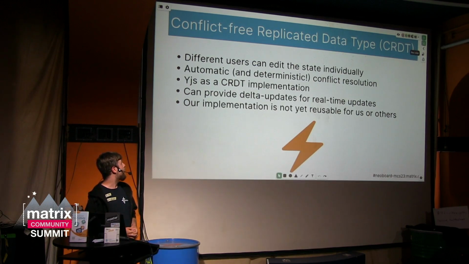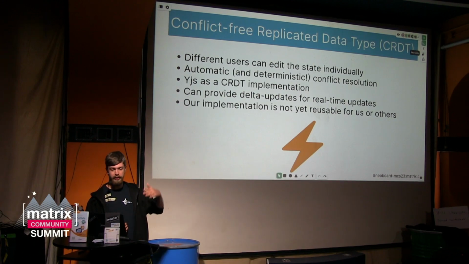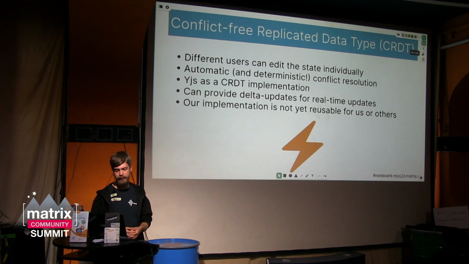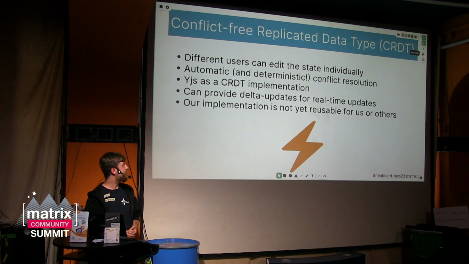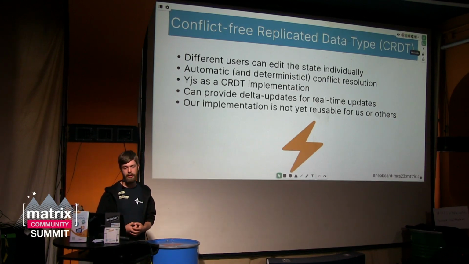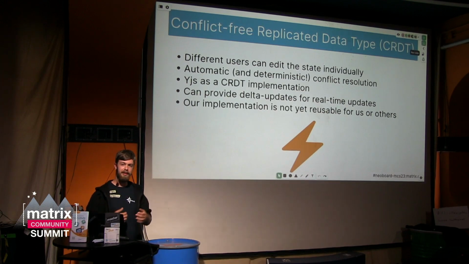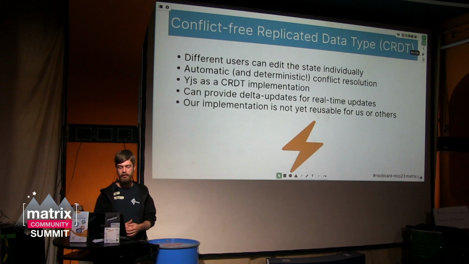We used Yjs as a library to implement this CRDT, or well, it is a CRDT implementation, and we use it to build this whiteboard. It can even provide delta updates, which we use on the real-time layer, on the WebRTC layer. Right now, this implementation is not reusable for anything else. It is hard-coded in this project right now. But in the future, it might be possible to pull it out and also make it into a Matrix CRDT library if the need arises. So if you're interested in that, feel free to approach us.